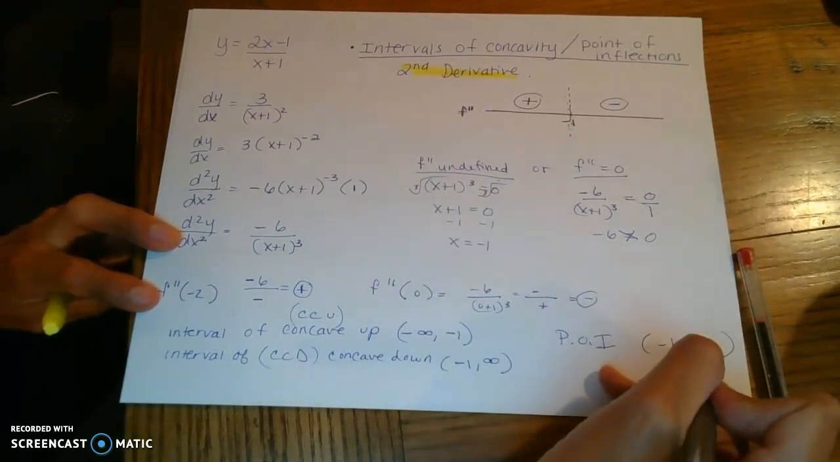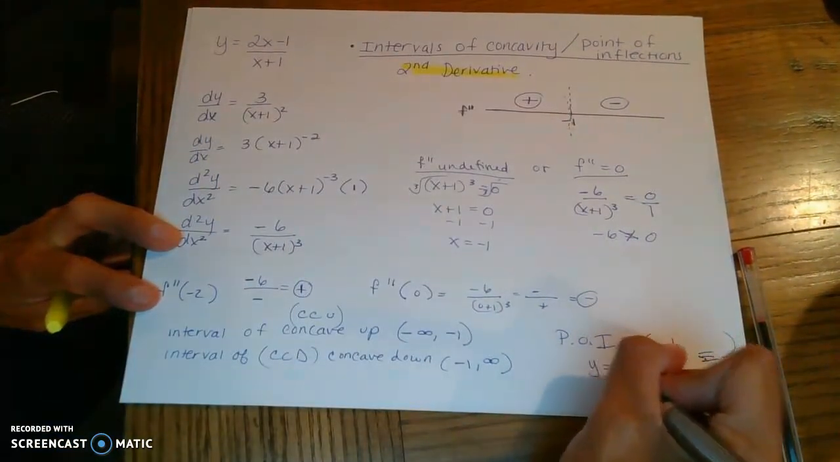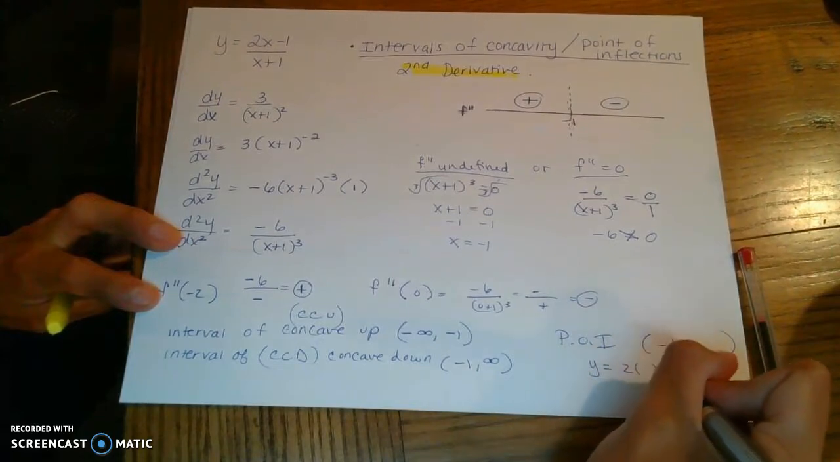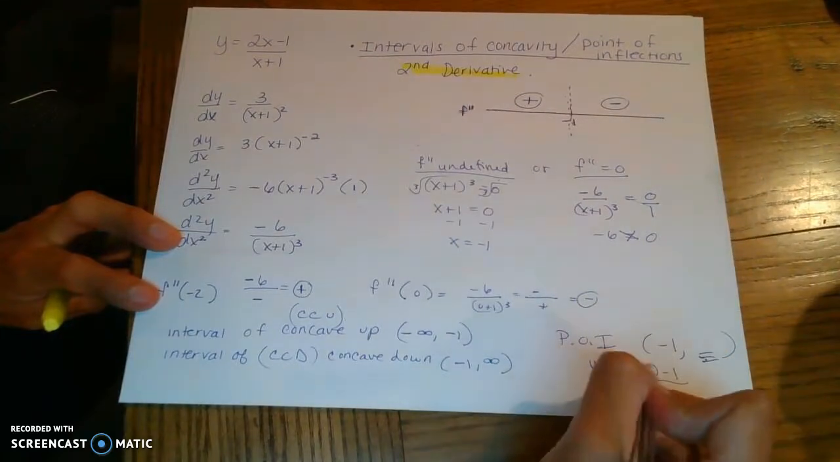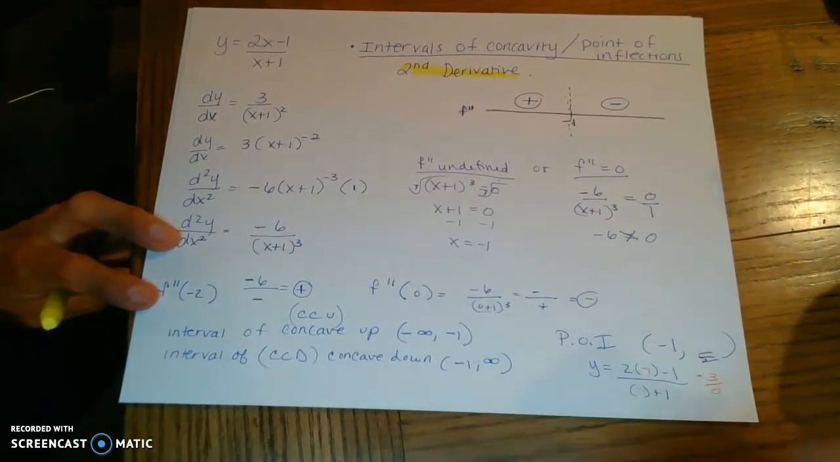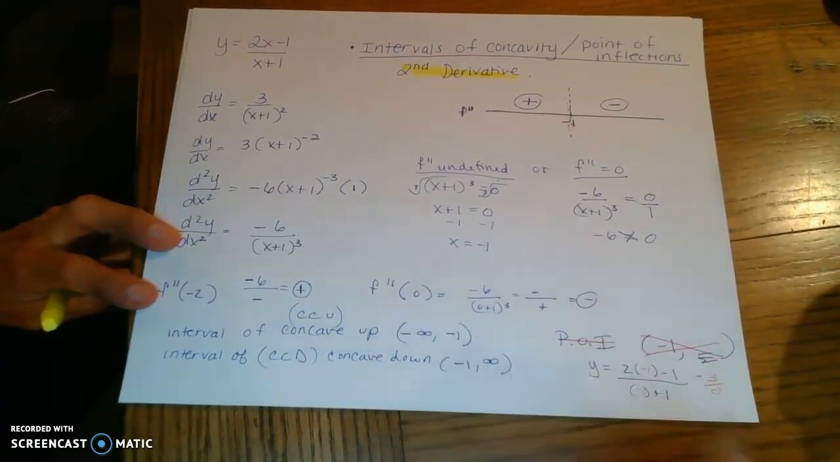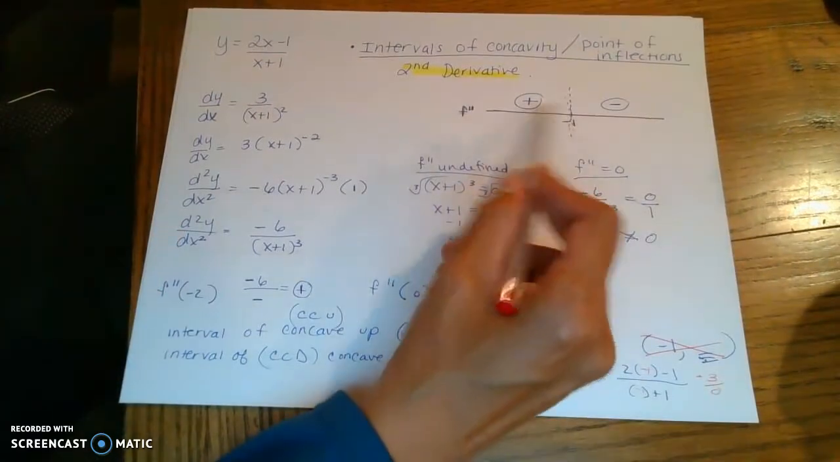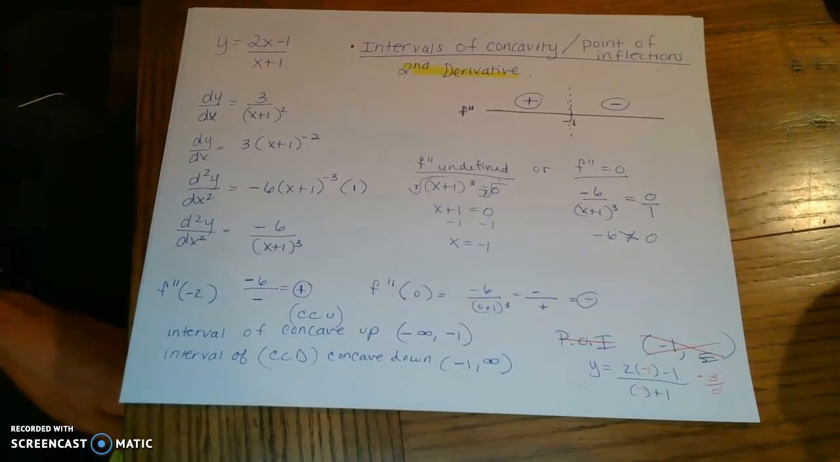Well, remember, to find the y coordinate, you always have to plug back into the original. So if I went to the original function of (2x minus 1) over (x plus 1), and I plug in that x value of -1, I get -3 over 0, which is undefined. So I go, oh, there is no point. I remember now, there is no point. So there is no point of inflection because that sign change is occurring at an x value where the original function is undefined.